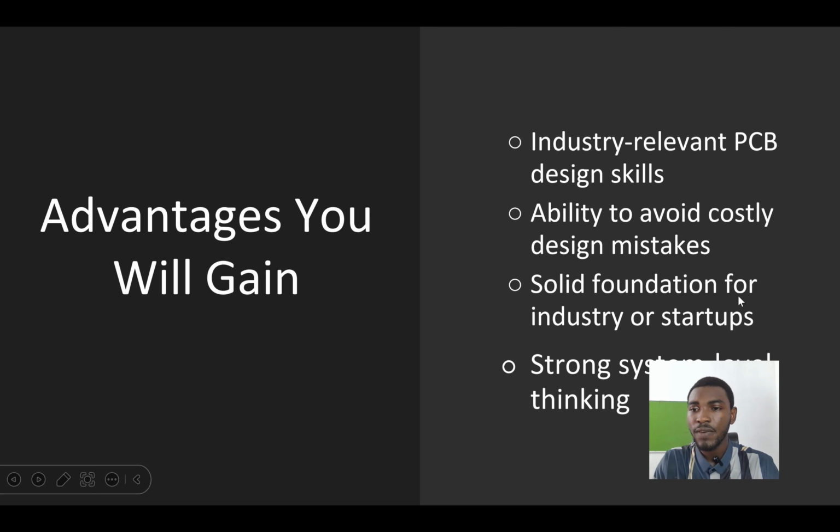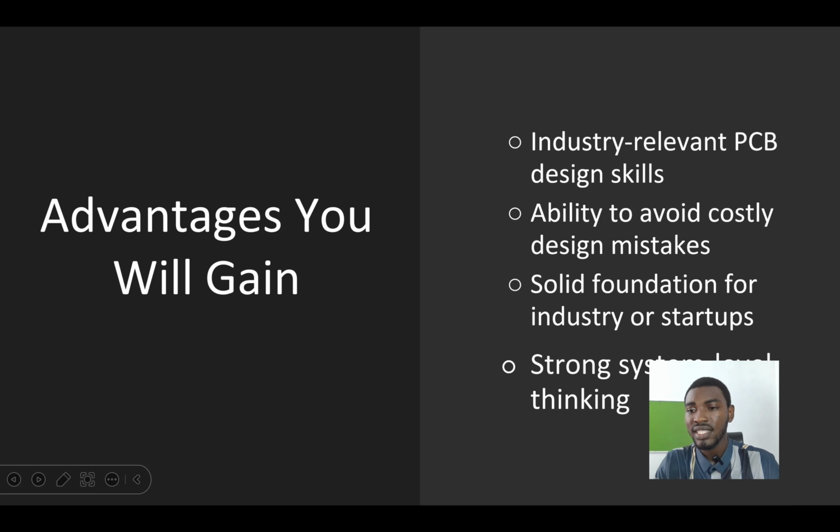Then, a solid foundation for industry and startups. If you plan on starting a company, working in the industry, or joining a startup as a hardware engineer, a PCB design engineer, or a circuit designer, the information you get here will help you a lot. So I need you guys to take it.